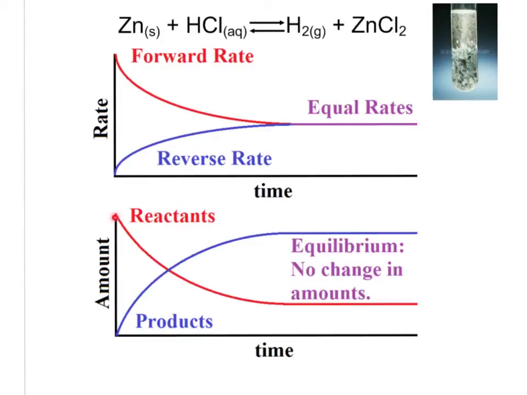Another way we can think about it is to graph the amount of reactants and products versus time. In that case, again, we start with all reactants and no products, but as the product concentrations increase, the reactant concentrations decrease, we eventually get to a point where concentrations achieve equilibrium and they remain constant. There is not a change in this amount. It remains constant because this reaction is in equilibrium. And so those are two ways you can think about the state of equilibrium.